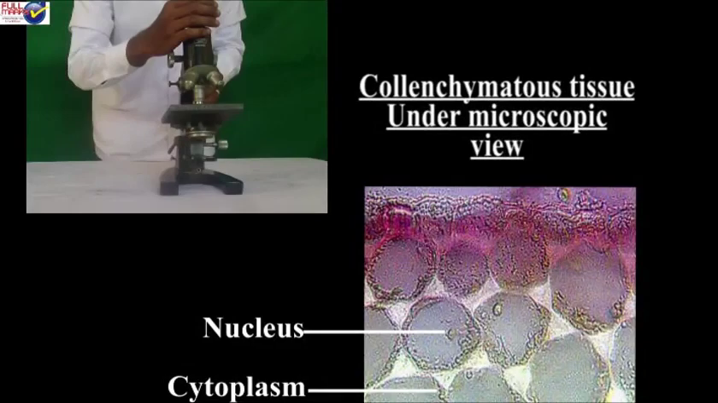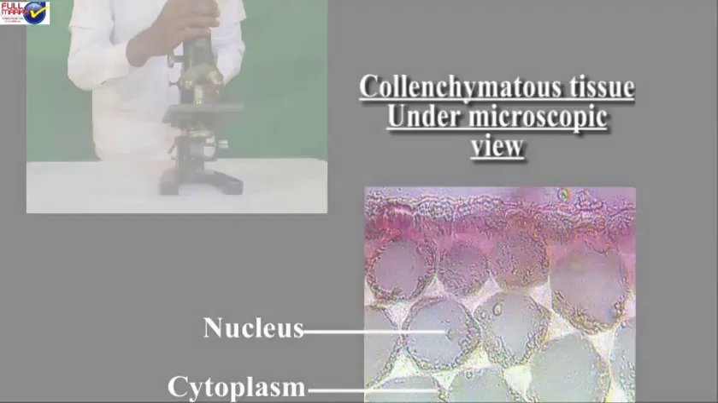Collenchymatous tissues. The cells of collenchyma may be oval or elongated. Each cell consists of a central nucleus with cytoplasm at the periphery. Cell walls are thickened at the corners. The thickening is due to cellulose and pectin. Intercellular space is absent. These cells are commonly seen below the epidermis in petiole, leaf, and stem. Its main function is to provide mechanical strength.